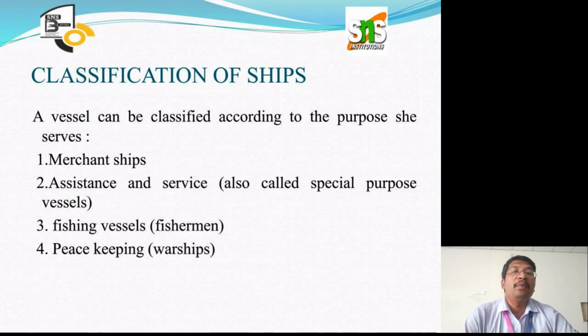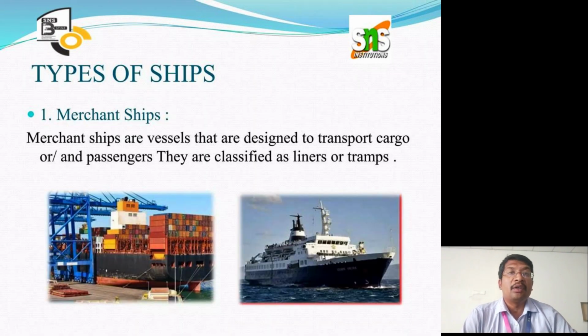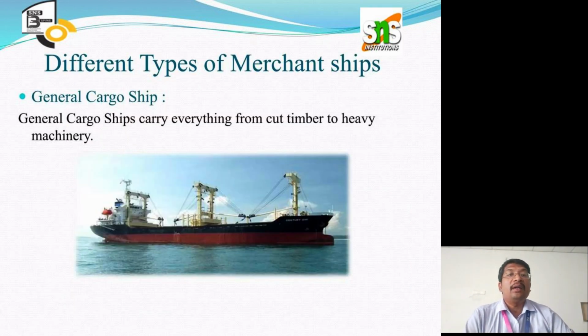Merchant ships. What do we mean by a merchant ship? Merchant ships are vessels that are designed to transport cargo and or passengers. They are classified as liners or tramps. Now the different types of merchant ships. General cargo ships carry everything from cut timber to heavy machinery. In these cargo ships, we import or export everything from cut timber to heavy machinery.